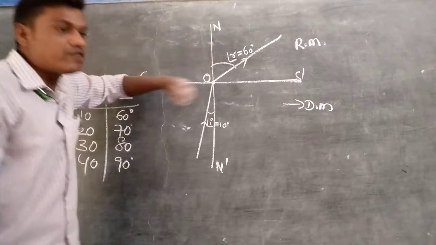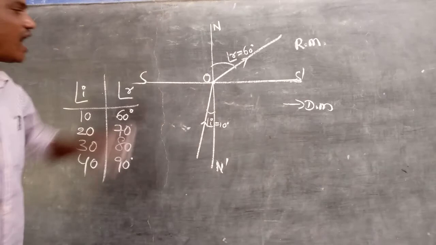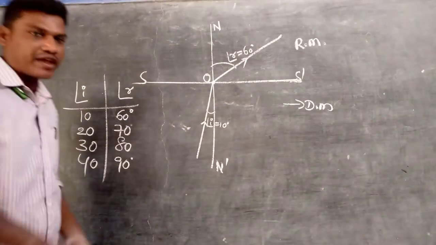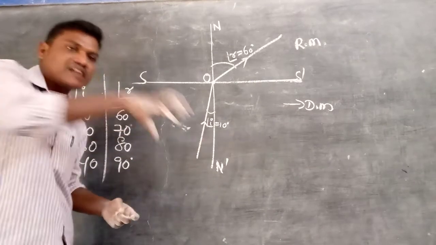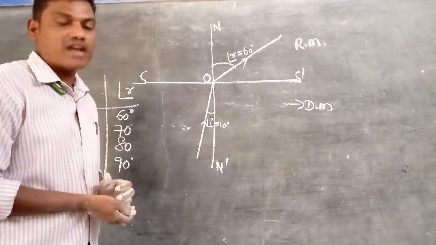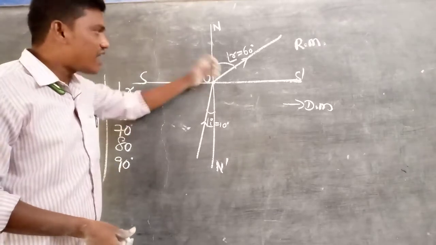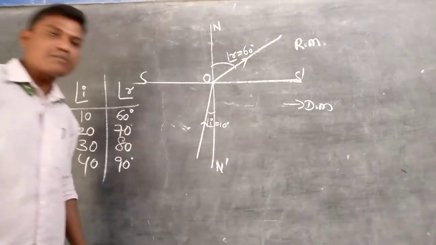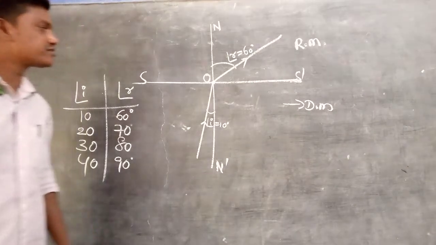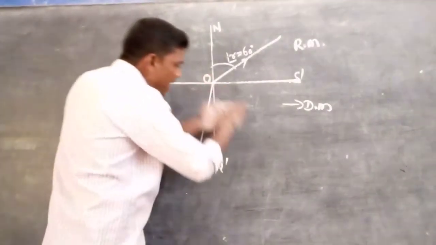Some part of the light will be reflected by the surface and some part of the light will enter into the other medium. That's why the part of the light reflected from the refracting surface is called the reflected ray, and the part of the light that enters into the other medium is called the refracted ray.